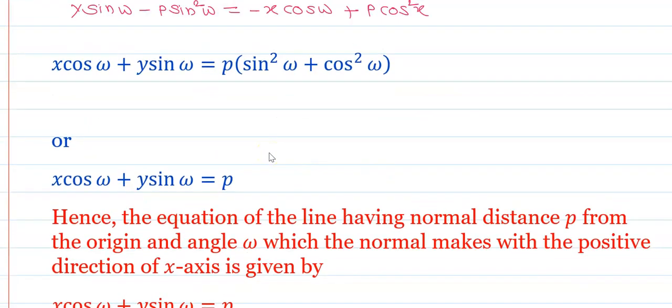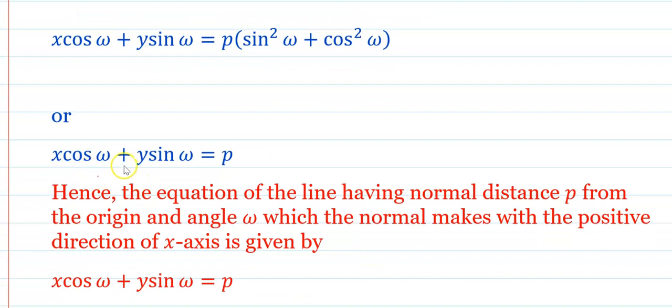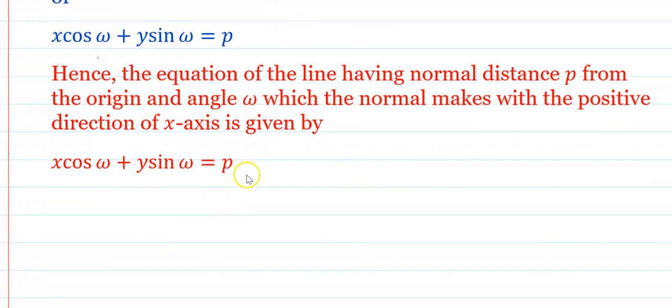This is the standard form: x cos omega plus y sine omega is equal to p. This equation of the line is called the normal form. If you know this p and omega, we can find the equation of the line.